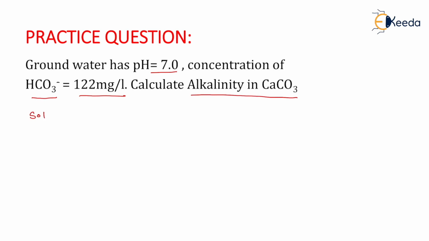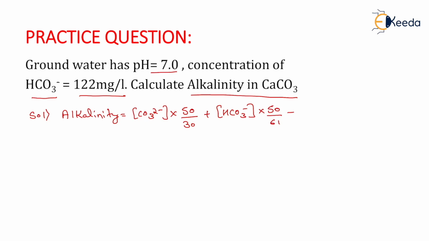Now we know the formula of alkalinity, which will be equals to concentration of carbonate multiplied by 50 divided by the ionic weight of carbonate, which is 30, plus bicarbonate concentration in milligram per liter multiplied by 50 divided by 61, plus OH negative concentration multiplied by 50 divided by 17. Okay, now in the question bicarbonate is given and pH is given.